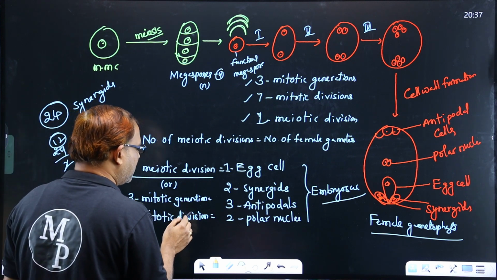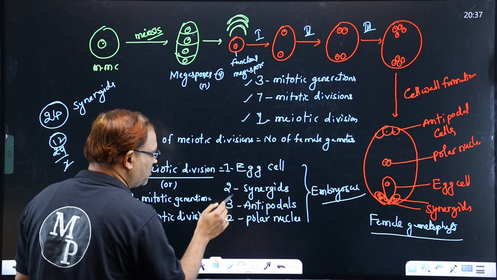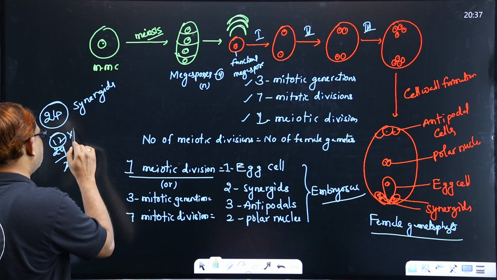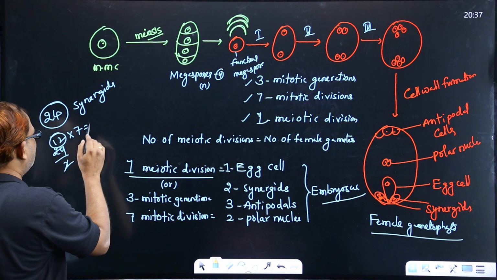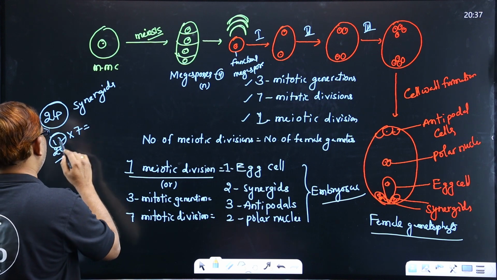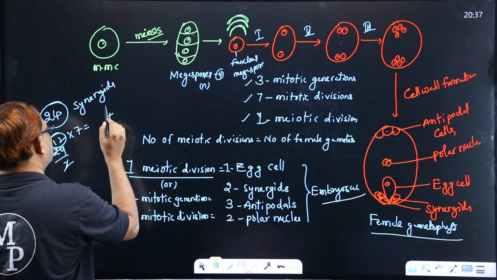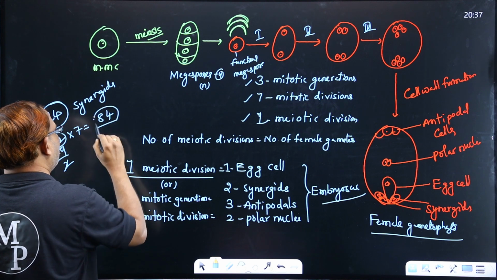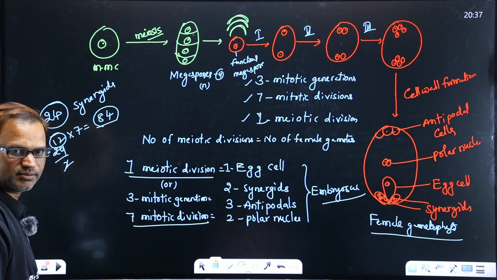3 mitotic generations is equal to 2 synergids. 7 mitotic divisions is equal to 2 synergids. Means what? 12 into 7. Right? 12 into 7 means 7 2s are 14, 7 1s are 7, 7 plus 1 is 8. 84. So 84 mitotic divisions are required.